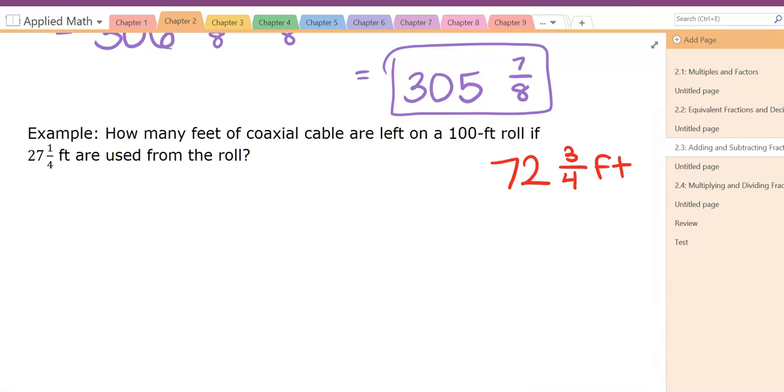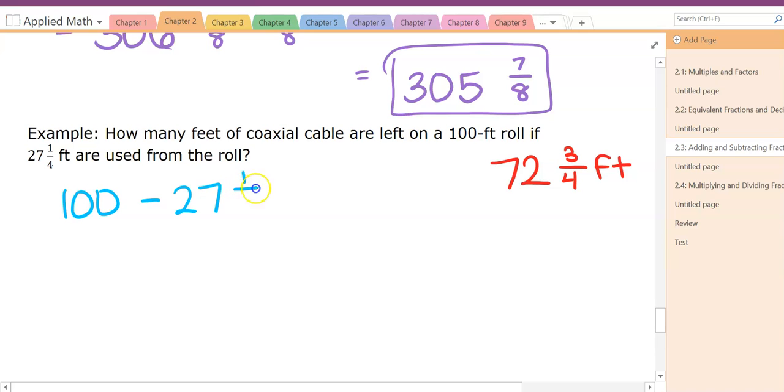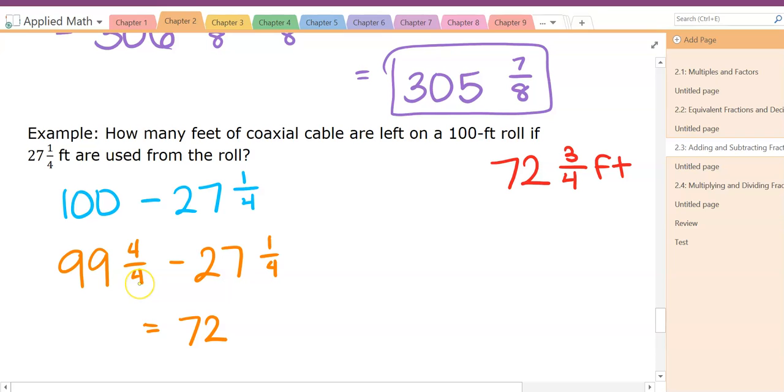So you're taking 100 minus 27 1/4. If you wanted to, you could rewrite that 100 like I showed you on that problem before. So it says 99 and 4/4, if you don't want to deal with the negative fraction, minus 27 1/4. So 99 minus 27, that's how we get the 72. 4/4 minus 1/4, that's how we get 3/4.